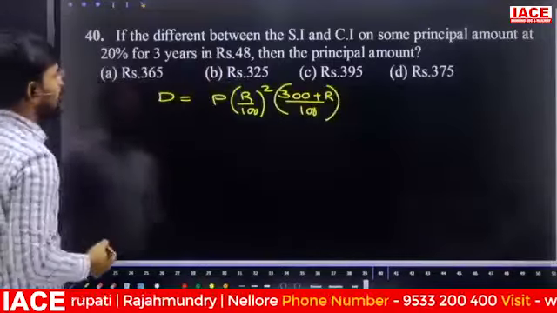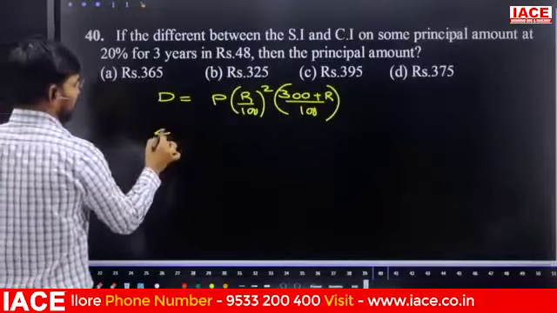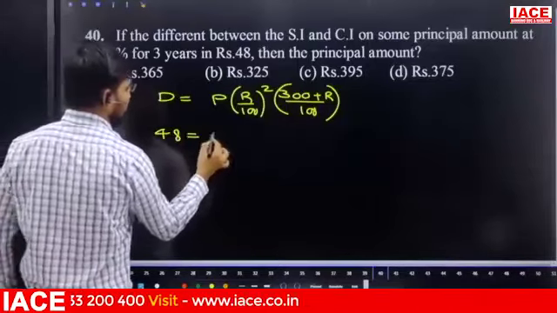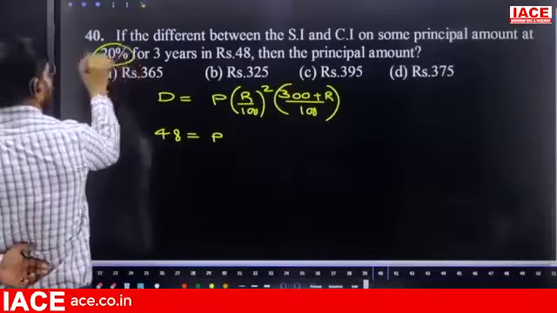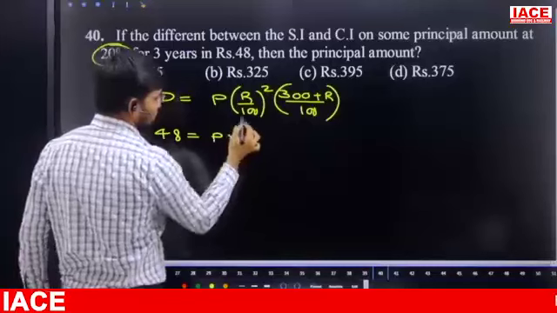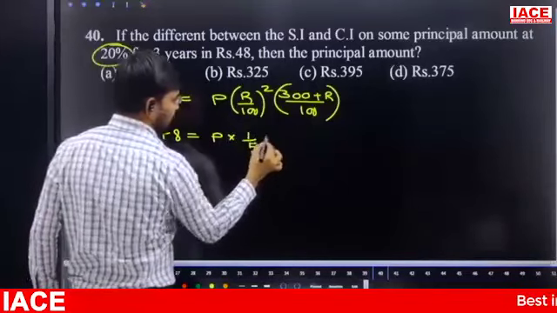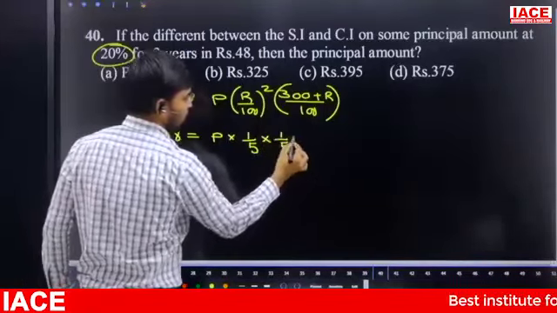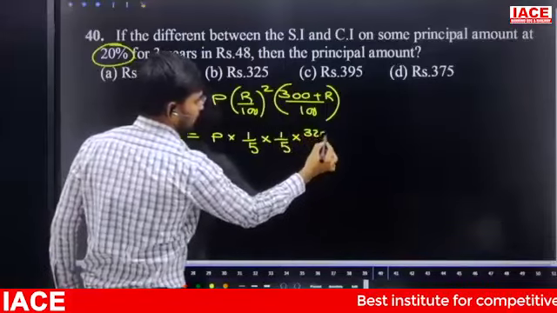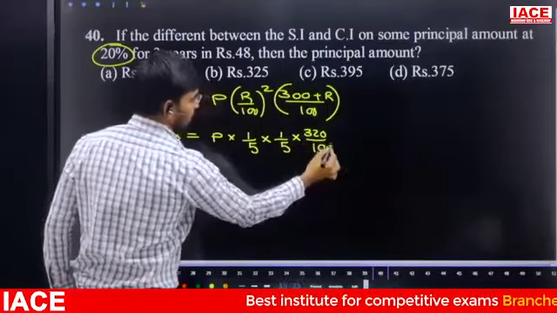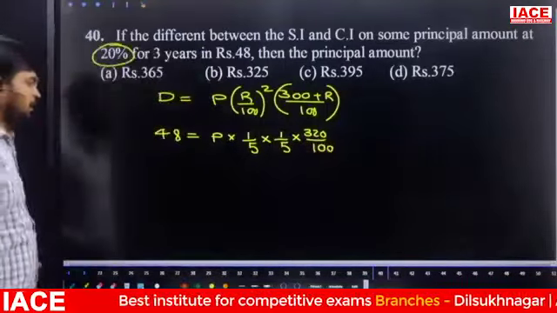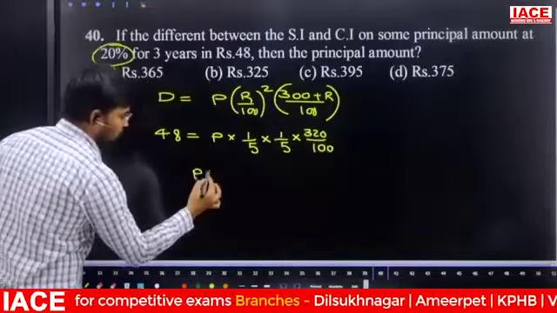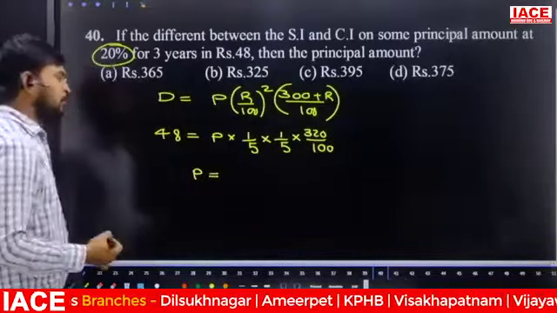So principal they're asking. So difference is what? 48 they given. Difference is 48. So P into R is how much? 20%. 20% we can simply write as 1/5, right. 20% means into 1/5, into 320/100. So now I need P. So P is equal to, we can say the answer in a single step, simply.